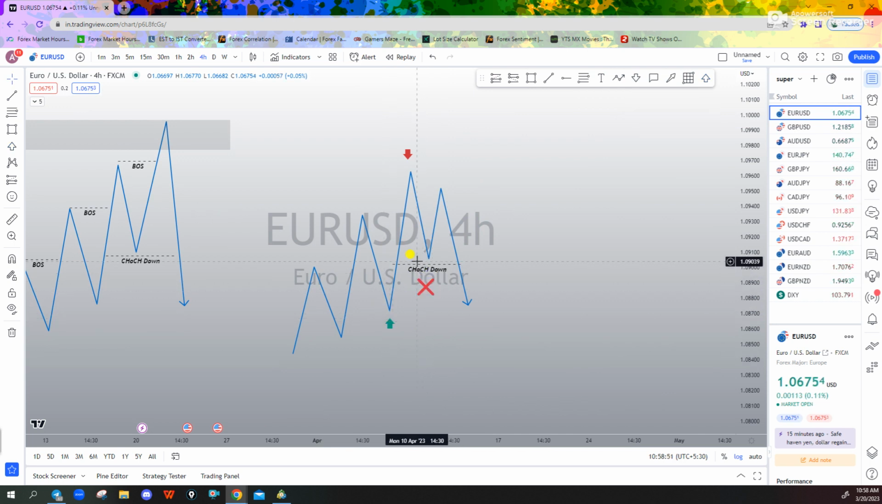So which is the Choch down? This one. This is the exact Choch down, right? And this is not a Choch down. This is basically giving you a lower high formation, right?